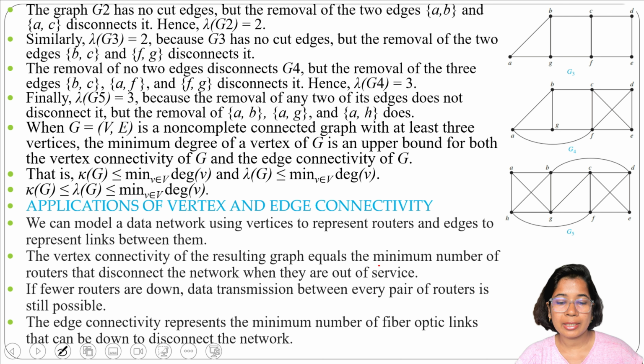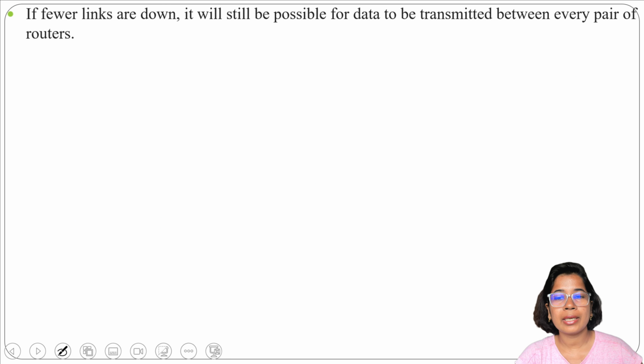So the edge connectivity represents the minimum number of fiber optic links that are down to disconnect the network. So if fewer links are down, it is still possible that data can be transmitted between every pair of routers. So you can simply disconnect those edges which are not working. In the same way, we are using vertex connectivity and edge connectivity for data networks.